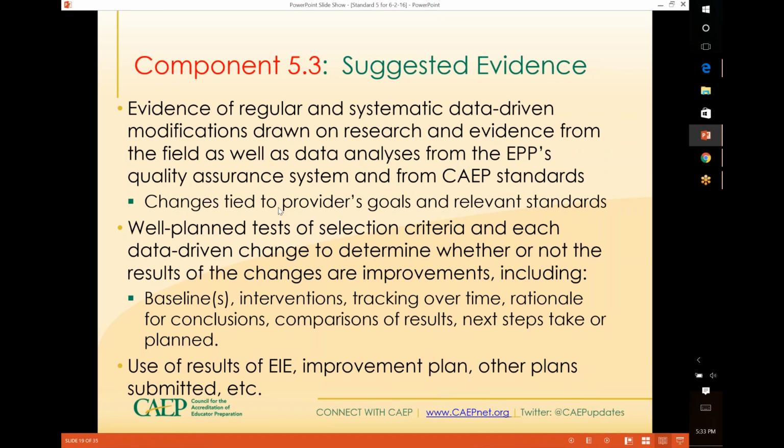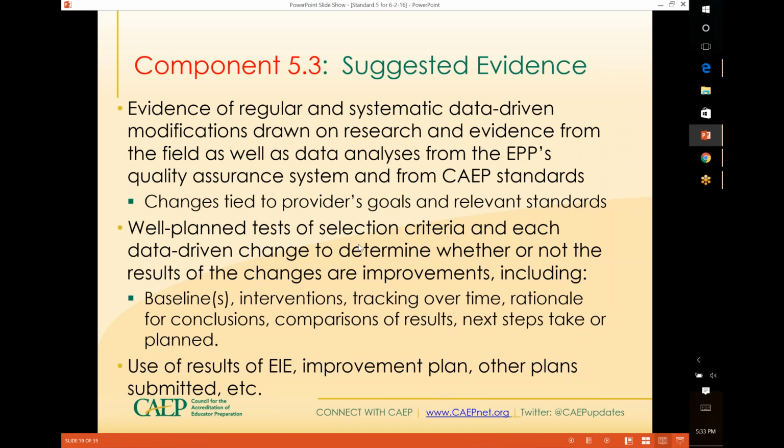But also that these changes are tied to your goals and relevant standards. So you don't need to be making changes that are just kind of all out there if they're not relevant to what you're trying to achieve. And if one of your goals is to have effective teachers who can have a positive impact on student learning, then teaching to college and career-ready standards or whatever state standards is particularly relevant, and that would be a goal. Also, CAEP is looking for examples here of well-planned tests.